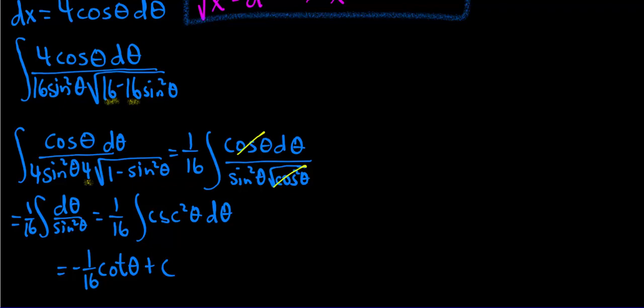Now, we're done with the trig functions. We can now go back. We've used the properties of these trig functions. Now we want to go back and put things in terms of x, like we found them. Now remember, we started off saying x is equal to 4 sine theta. That means that x over 4 is equal to sine theta.